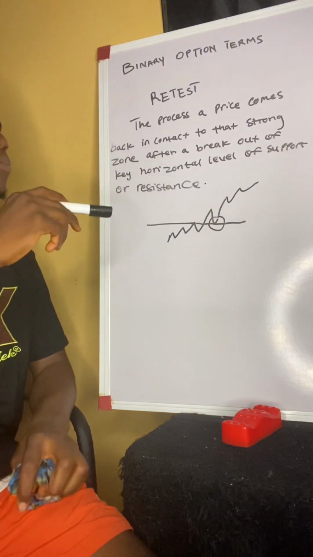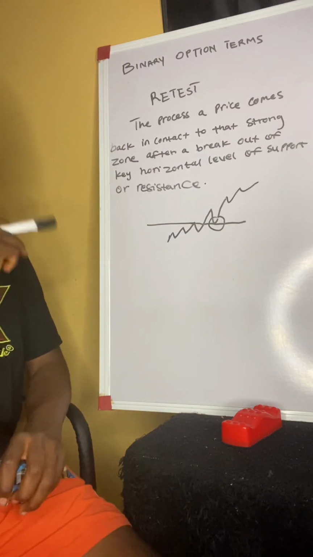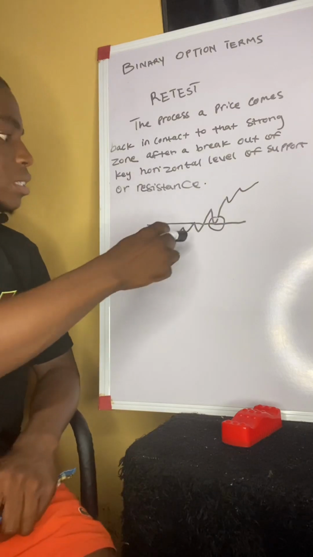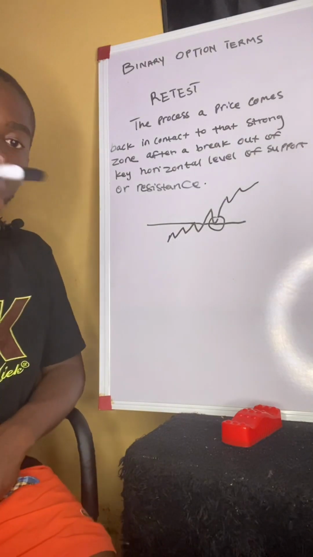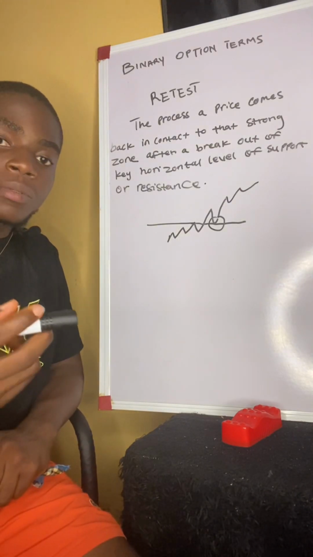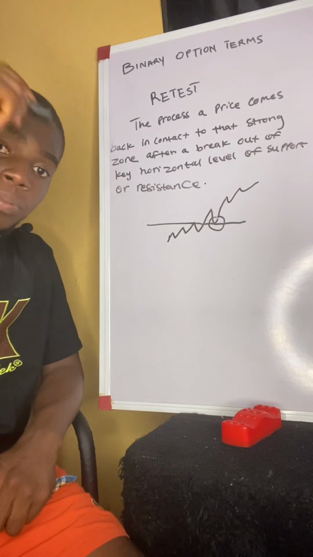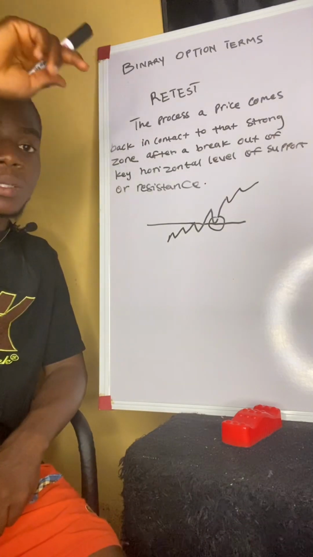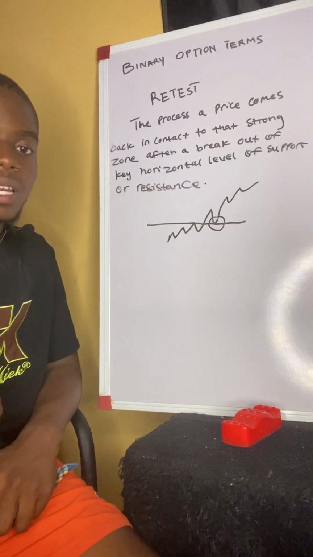The process where the price comes in contact with that strong zone after a breakout is of this key horizontal level. After you mark out your zone and the price breaks from your zone, then comes back to that same zone before you keep going upward. That is what we call a retest, guys.